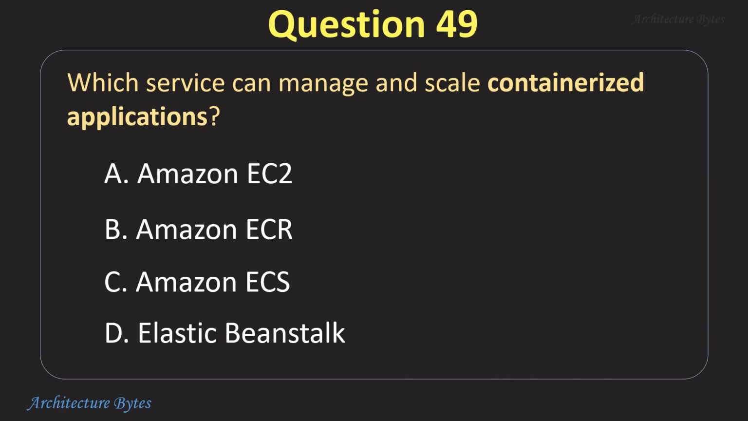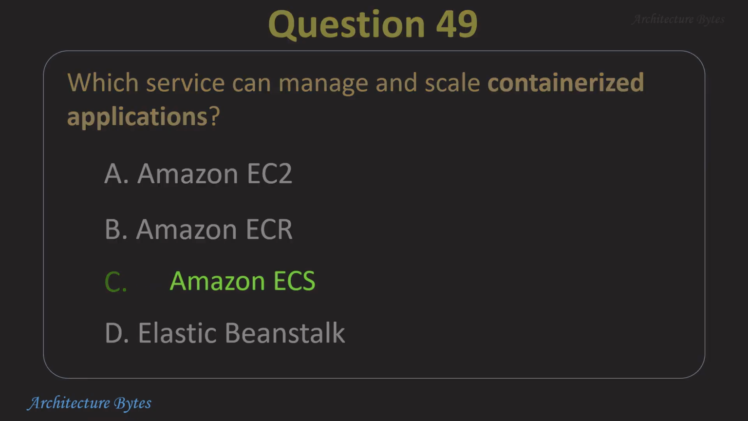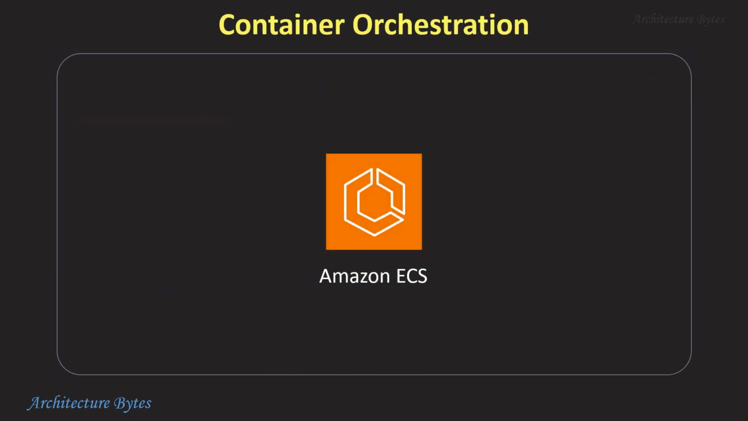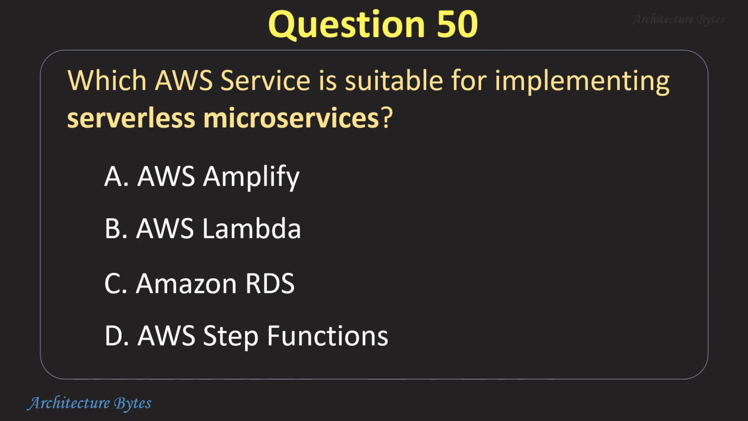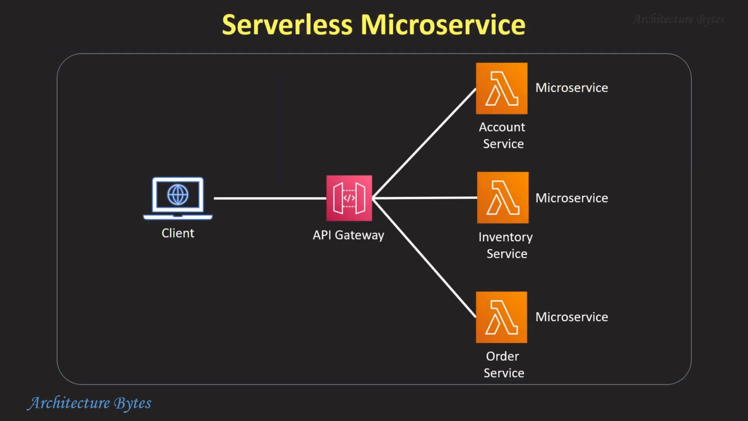Which service can manage and scale containerized applications? Amazon Elastic Container Service or ECS can orchestrate and manage containers. Which AWS service is suitable for implementing serverless microservices? Lambda functions are a common choice to implement serverless microservices.